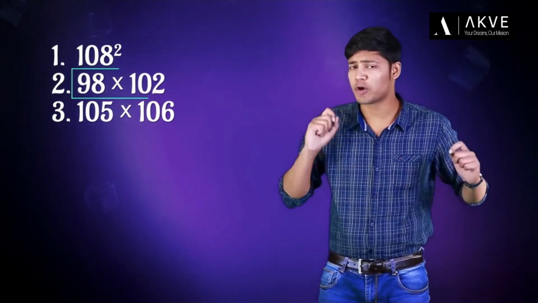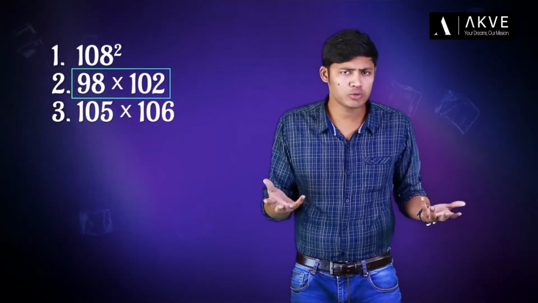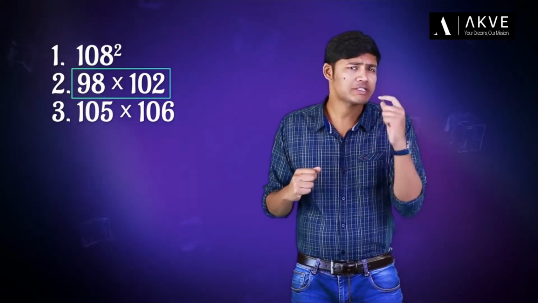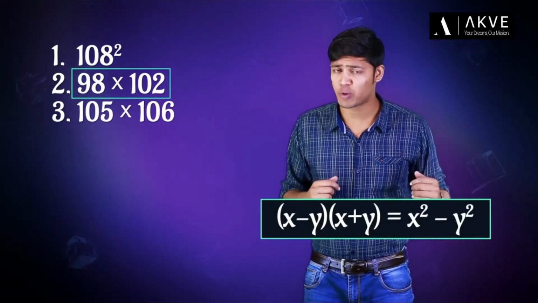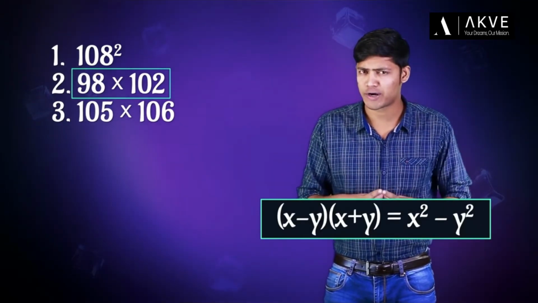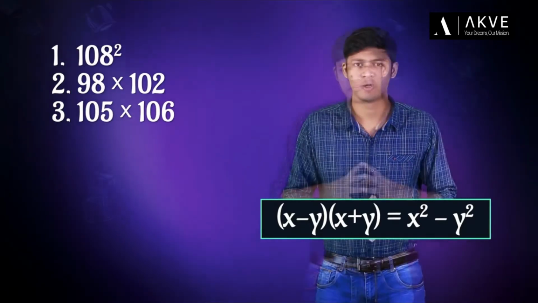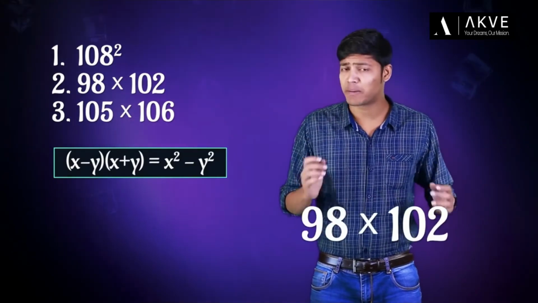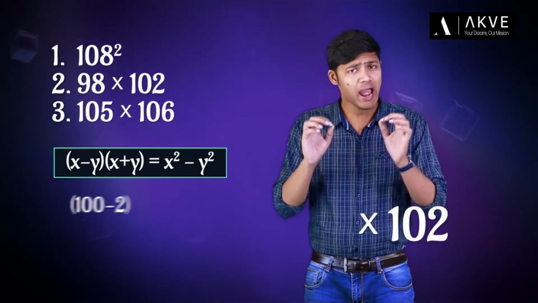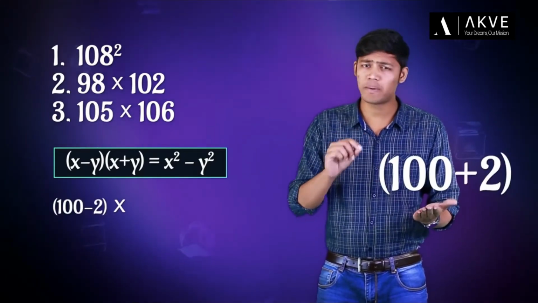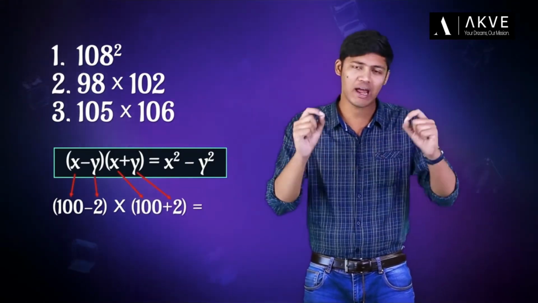Let's solve the second problem now. Again, we can directly multiply 98 by 102, or we can use another identity. Do you know which identity I am talking about? Yes, (x − y)(x + y) = x² − y². Now, how can I use this identity in solving this problem? So, in the product 98 × 102, we express 98 as 100 − 2 and 102 as 100 + 2. Thus, getting the values of x and y to be 100 and 2.